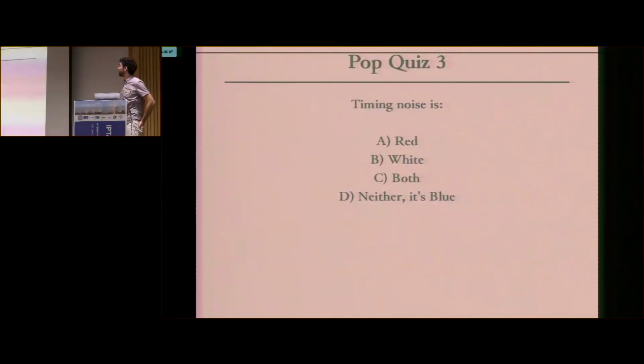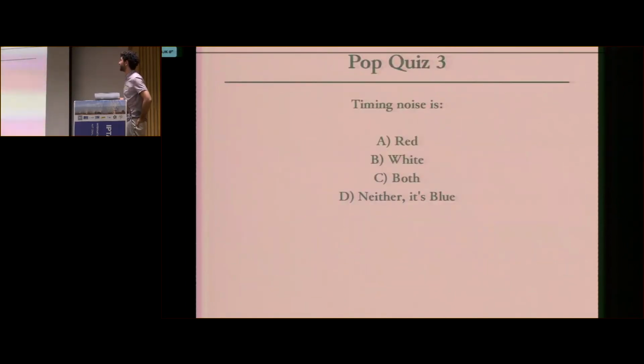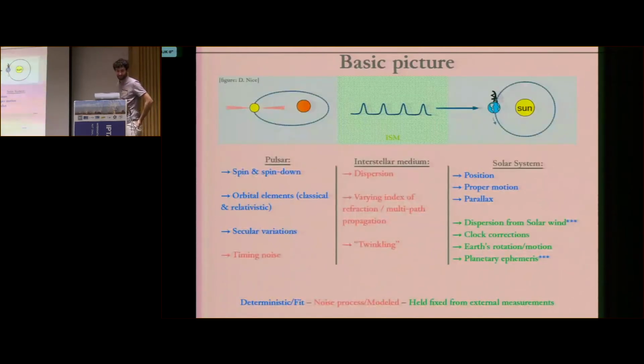Pop quiz 3. Timing noise is, who thinks it's red? Who thinks it's white? Both? Neither. It's blue. Oh, stop. Okay, that's interesting, because here I just said timing noise is red. A lot of people said both. Some people said white. I would actually say that there's a case to say that it's actually both, because you could probably argue that it's a sum of red and white noise. But let's not talk about that too much, because there's still many slides left, and I have 8 minutes.